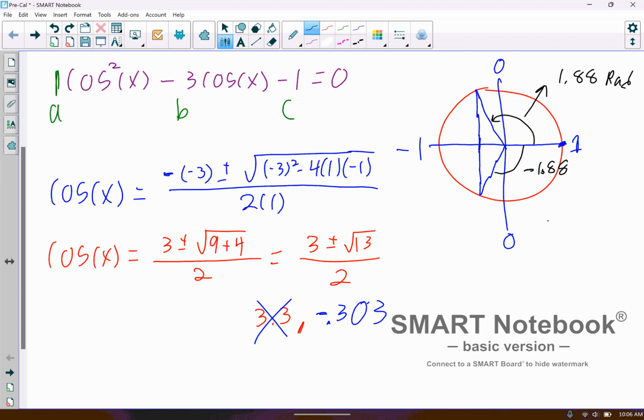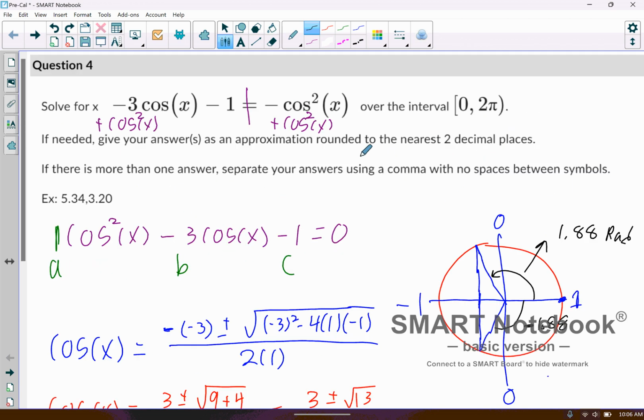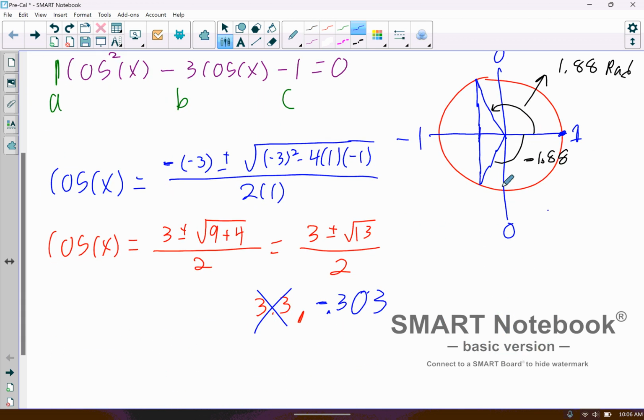Now, I don't want negative radians, though, because the original problem wants my solution to be between 0 and 2 pi right here. And so what I'm going to do instead is this one from here to here is going to be 2 pi, but 2 pi would be going all the way around, right? And so I want to subtract off this extra piece right here. So then I'm going to subtract off 1.88, and that should give me the rotation to this second angle right here. So I'm going to go ahead and put that in my calculator.